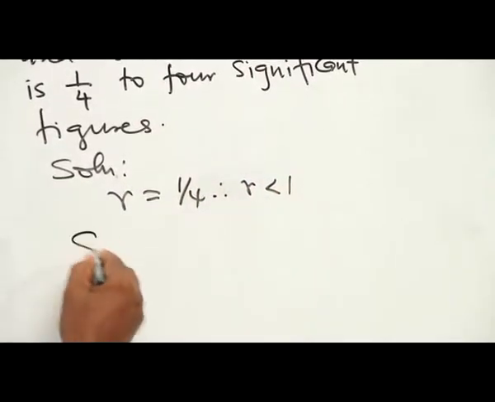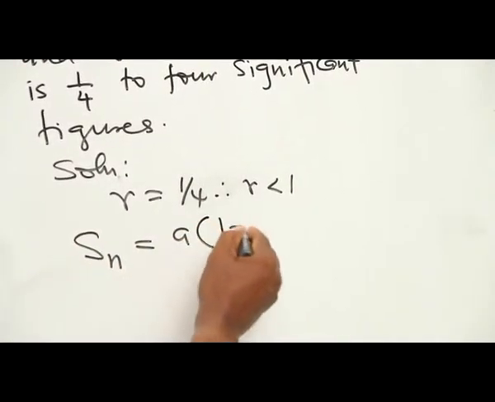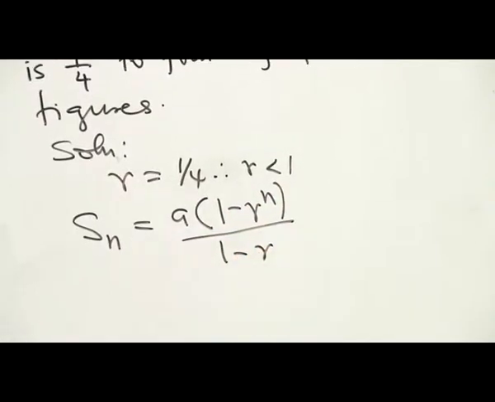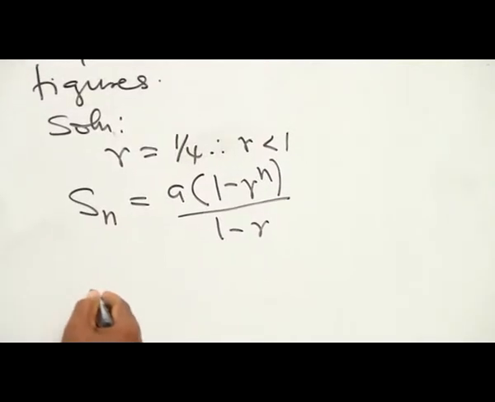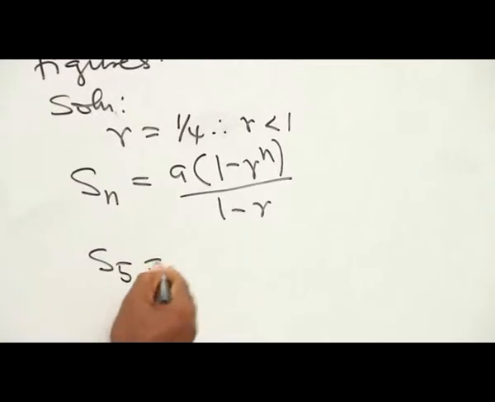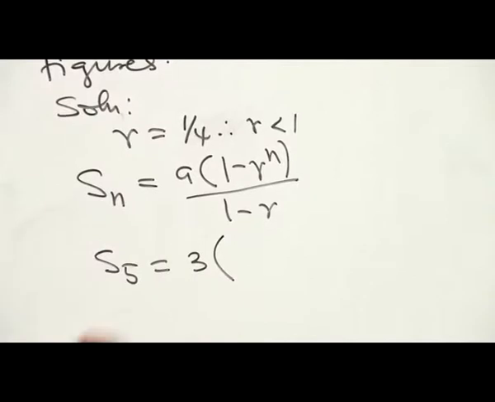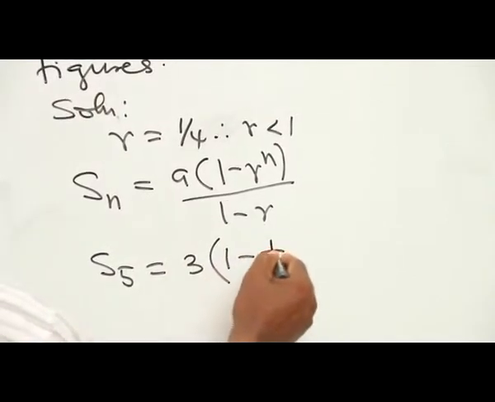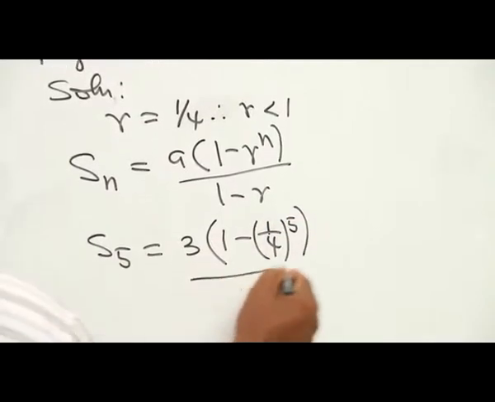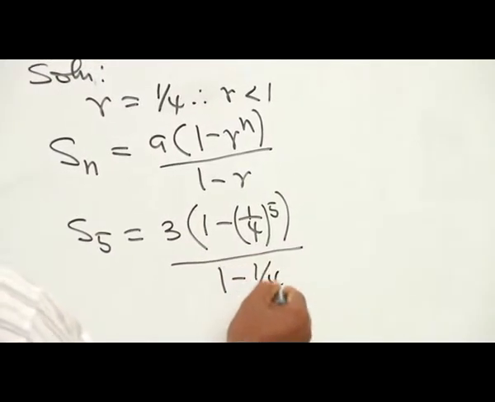In that case, we use the formula Sn is equal to a into 1 minus r raised to power n all over 1 minus r. Now, your n in this case is 5. So we have S5. And our first term is 3. We have 3 in place of a. Then we have 1 minus r, which is 1/4, and this raised to power 5. Everything here all over 1 minus our r here, which is 1/4.